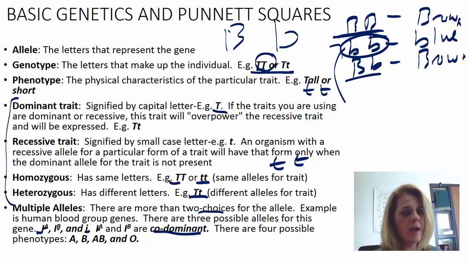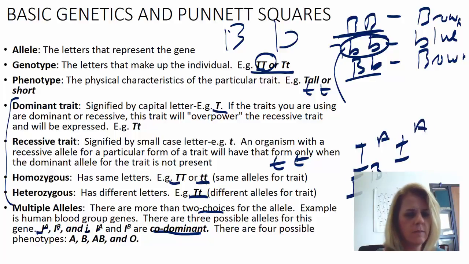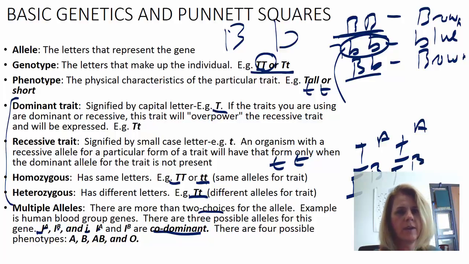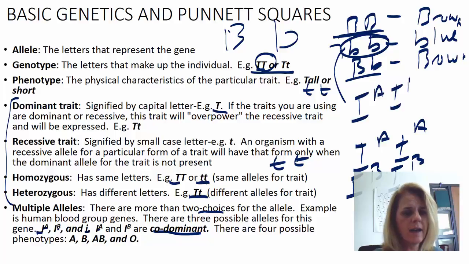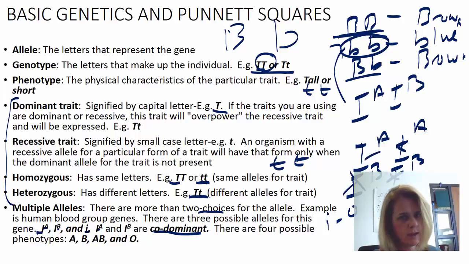All right, so if you have I A, you have A blood. If you have I B, you have B blood. But because they're co-dominant, if you have I A, I B, you have AB blood. They will both be expressed at the same time. This little i, that's going to be the O blood. And for simplicity, I don't use the I's as we're moving forward. I just use A and B because it makes drawing it out on your paper a whole lot easier. So you'll get the hang of it. Just bear with me.